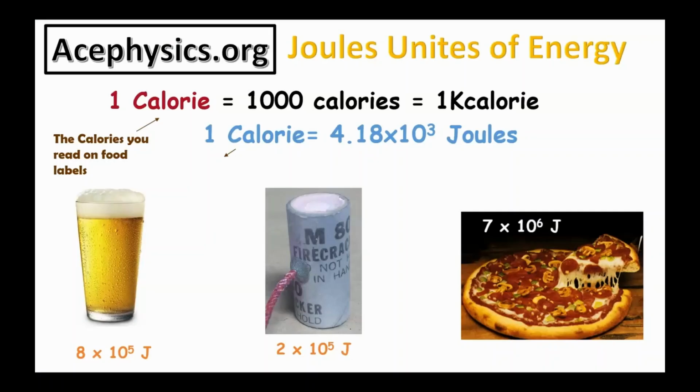The unit of energy is the joule, named after the scientist James Prescott Joule. A calorie is another unit of energy not used by scientists. 1 calorie equals 4.18 times 10 to the third joules. A pint of beer has roughly 8 times 10 to the fifth joules. A small stick of M80 dynamite has 2 times 10 to the fifth joules.